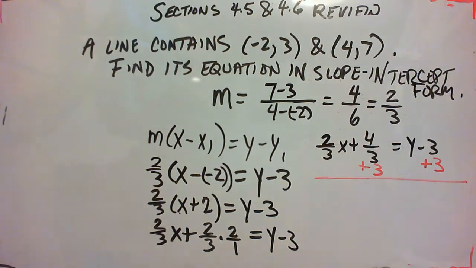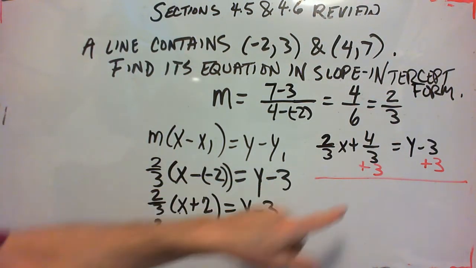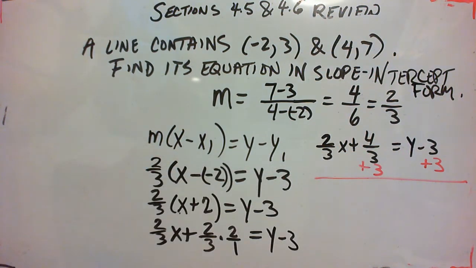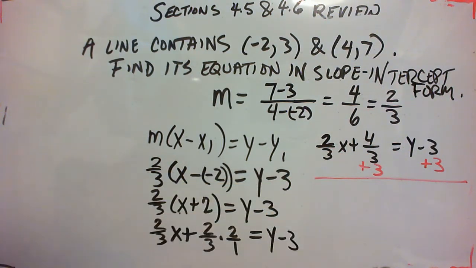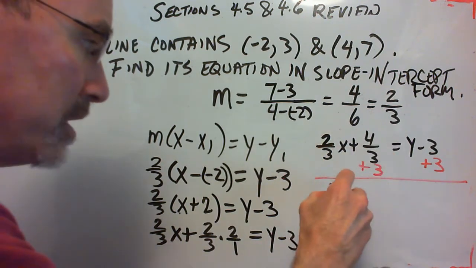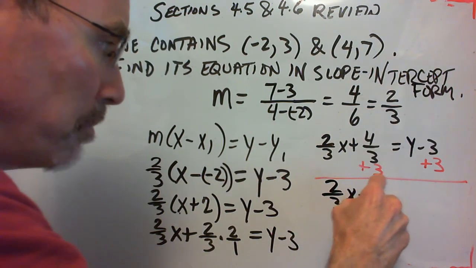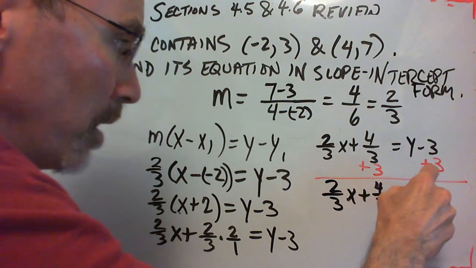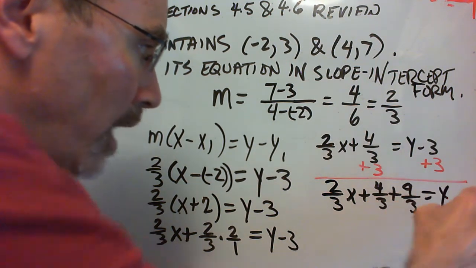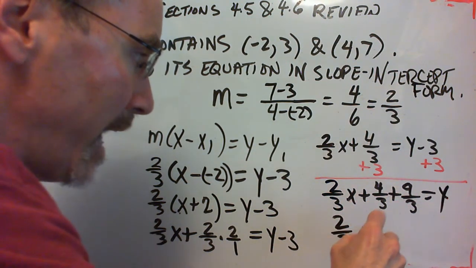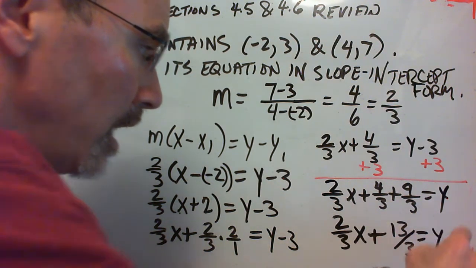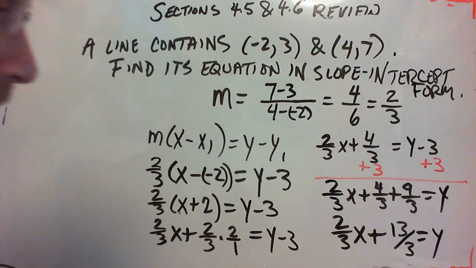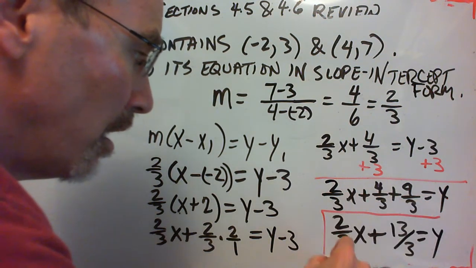Now to add 3 to 4/3, you're going to have to change 3 into a fraction of thirds, which means we take 3 over 1 and multiply by 3 over 3 to make it 9/3. So you have to change that 3 into thirds. So we have 2/3 x plus 4/3 plus 9/3 equals y. So 2/3 x plus 13/3 equals y. And that's our equation.